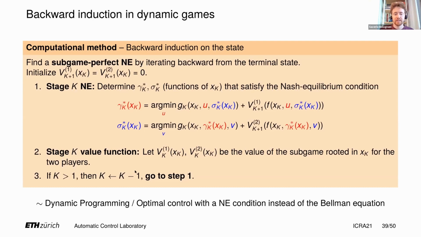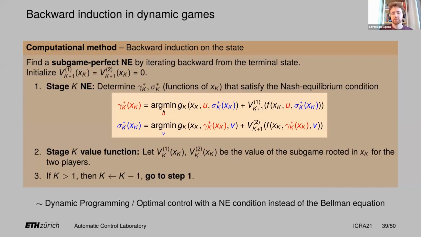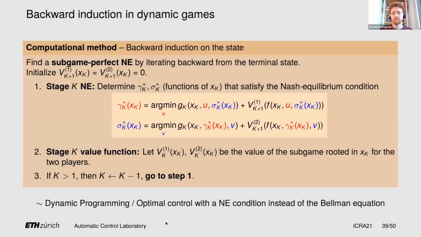So if you've seen dynamic programming and optimal control, that's really the same thing with value functions, but the usual Bellman equation when you have this kind of optimality is replaced by a Nash equilibrium condition. One is the best response to the other.